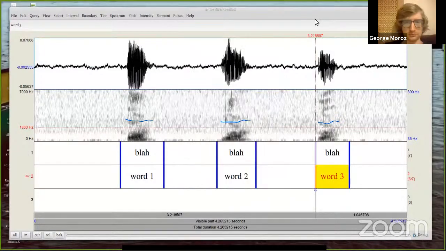I expect that you will create something like this. And why can you not highlight anything on the third tier? I think we will discuss it in several minutes. The short answer, because it's a point tier.